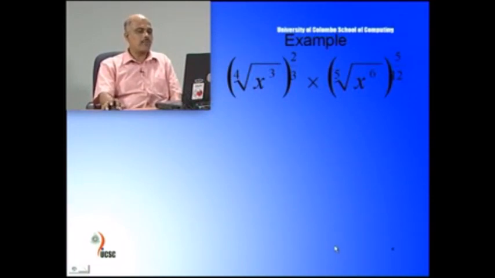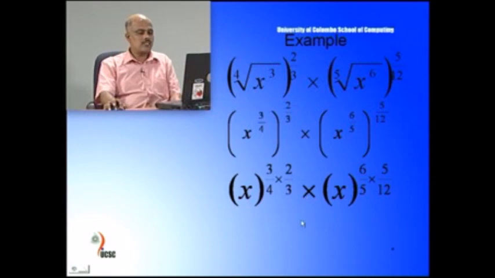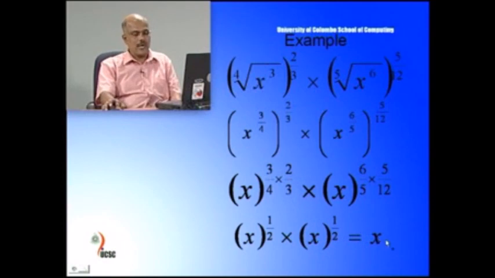Example, let us see how we apply these to simplify some expressions. Look at this expression. When we simplify this, we should understand that this means the fourth root of x to the power 3, and this is the fifth root of x to the power 6. By using that understanding, we can simplify first to this one, and then applying the third rule of indices, we can simplify this further into this, which gives the result x to the power half times x to the power half, which is equal to x.